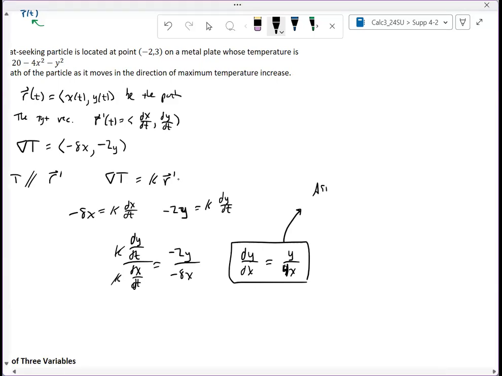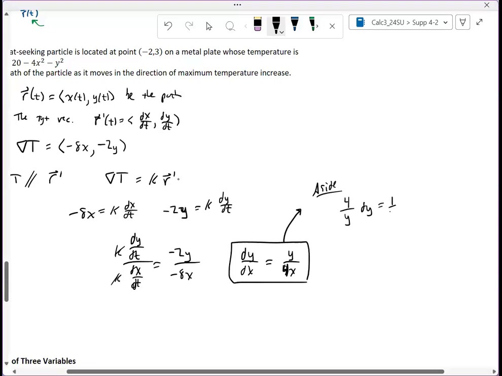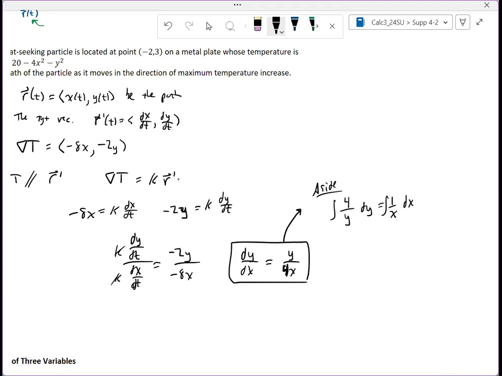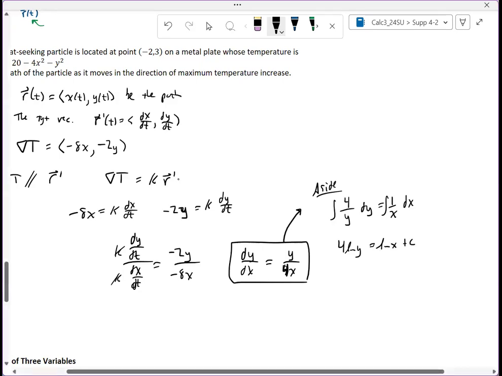Okay, a little aside on how to solve this differential equation. I think you'll remember this from Calc 2, but just in case you don't, a little refresher. So we have 4 over y dy equals 1 over x dx. We can integrate both sides. We're just separating variables here. If you're not familiar with this, you can review separation of variables, but it's not all that important for this course. This gives us 4 log y equals log x plus c.